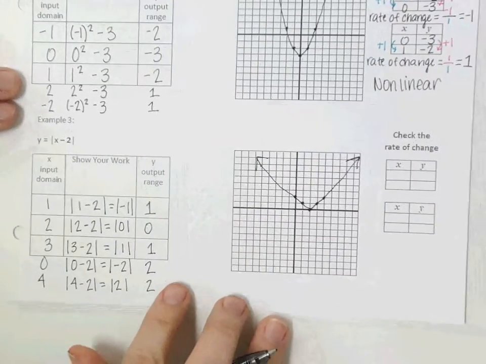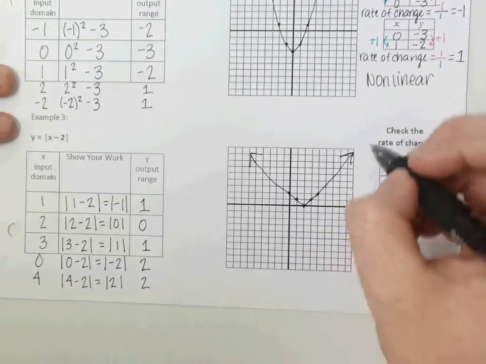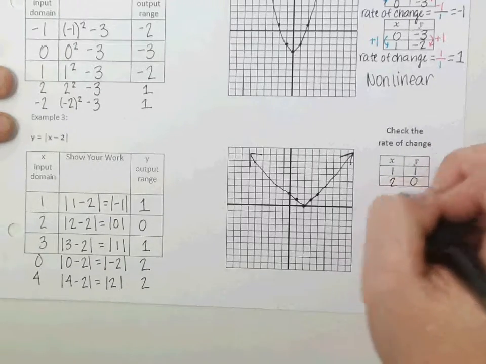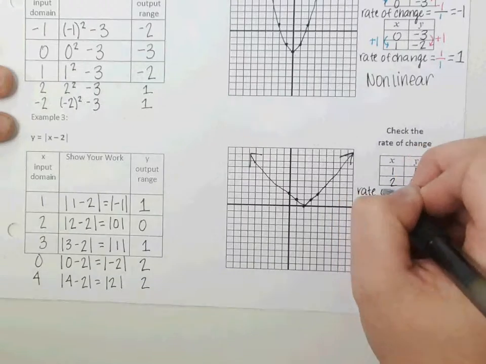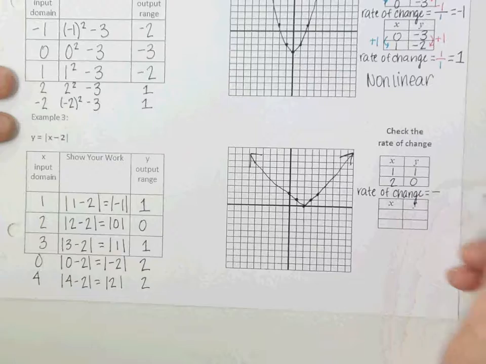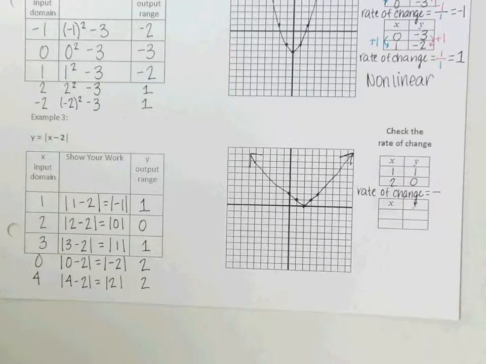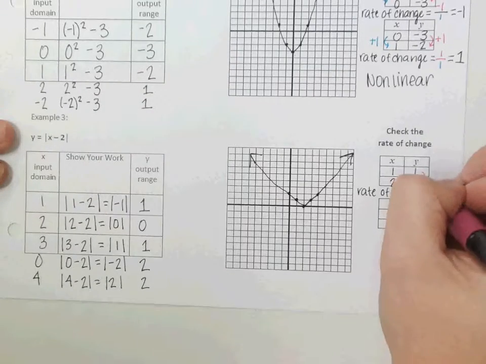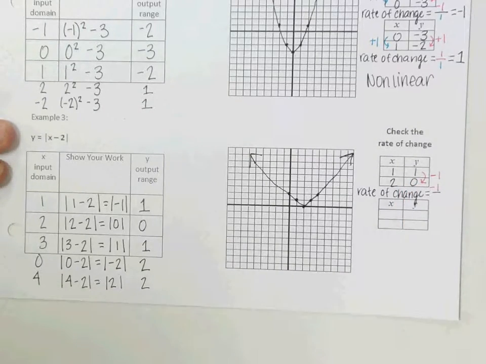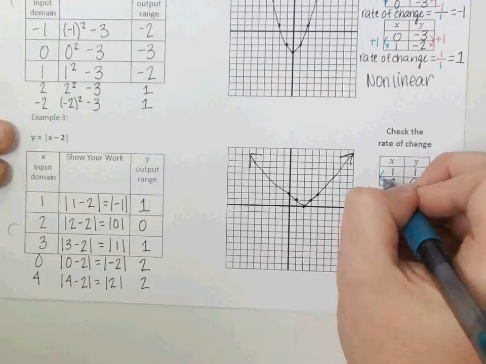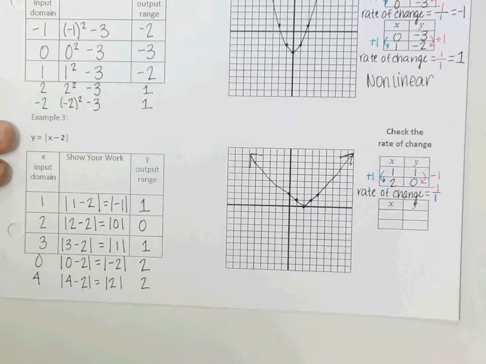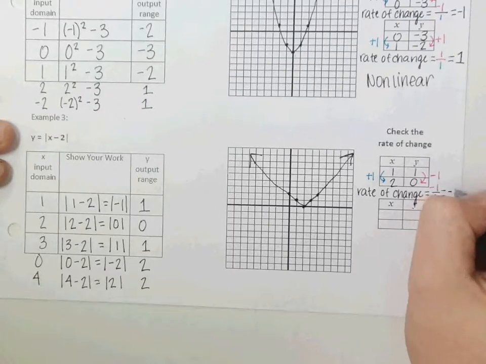Now again, we want to check our rates of change. So let's plug in our first point 1, 1 and our second point 2, 0. So we again begin by taking our change in y. So here we are decreasing by 1, so we have negative 1. And then our change in x is increasing by 1, so that's a positive 1 on the bottom. So this gives us a rate of change of negative 1.